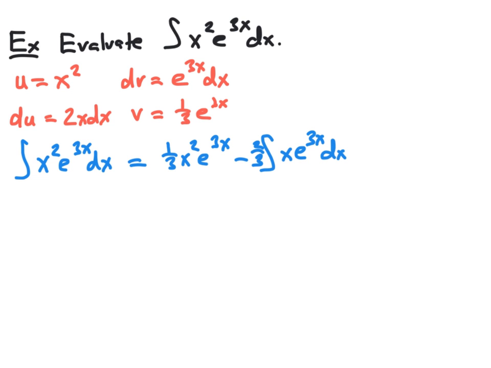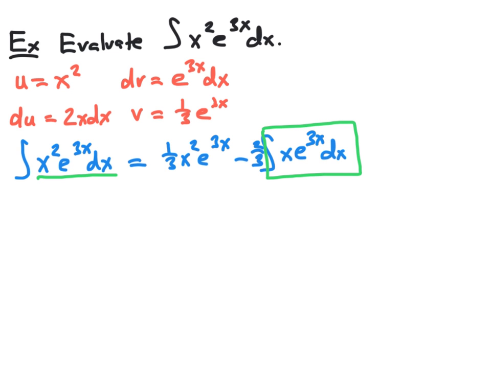Now at this point in previous examples, we've been able to simply evaluate this new integral because we were able to find an antiderivative of the given integrand. But here, x e to the 3x is a bit too complicated to simply find an antiderivative. It is worth noting that this new integral, the integral of x e to the 3x, is more simple than x squared e to the 3x. And so we have created a simpler integral here. We just don't have one that we're able to evaluate immediately.